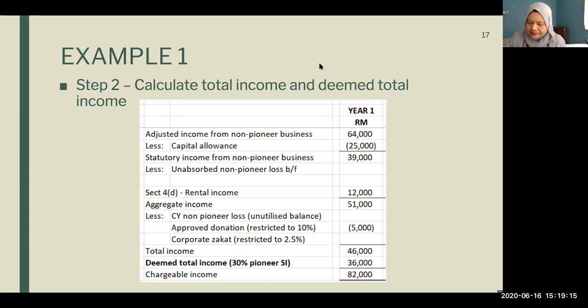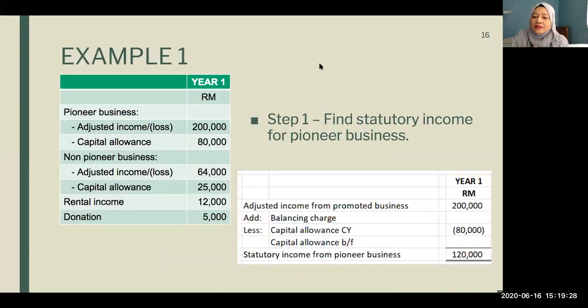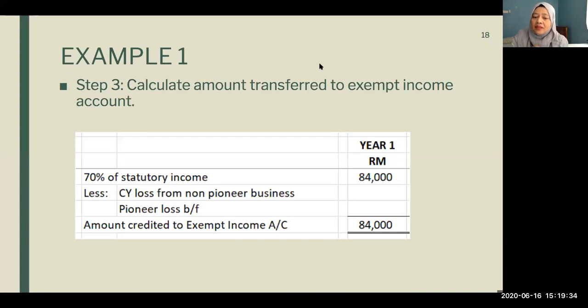Now there is step 3. What is your step 3? Calculate amount transferred to exempt income account. So how do you do that? You start from the statutory income from your pioneer, which is 120,000 times 70%. You get 84,000. There's no current year loss from non-pioneer. No pioneer loss brought forward. So the total amount 84,000 is credited into your exempt income account. Easy, right? Okay, let's go to the next one.